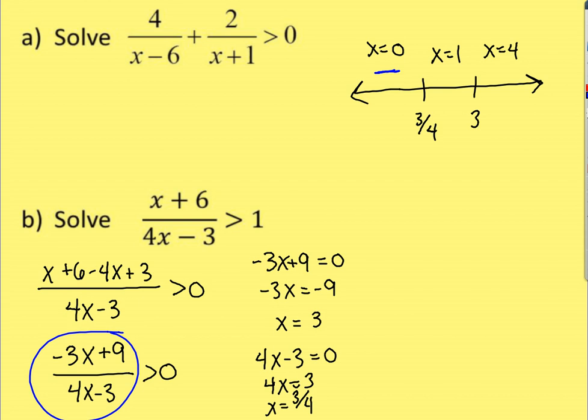If we plug in a 1, negative 3 times 1 is negative 3. Negative 3 plus 9 is 6 as our numerator. 4 times 1 is 4, minus 3 is 1 as our denominator. So 6 over 1 is going to be positive. And as long as each 0 only has a multiplicity of 1, this is going to alternate. So if it went negative, positive, the last one will be negative. We want to know when this function is going to be greater than 0. So it's going to be in that middle interval. So it's when our x values are between 3/4 and 3.